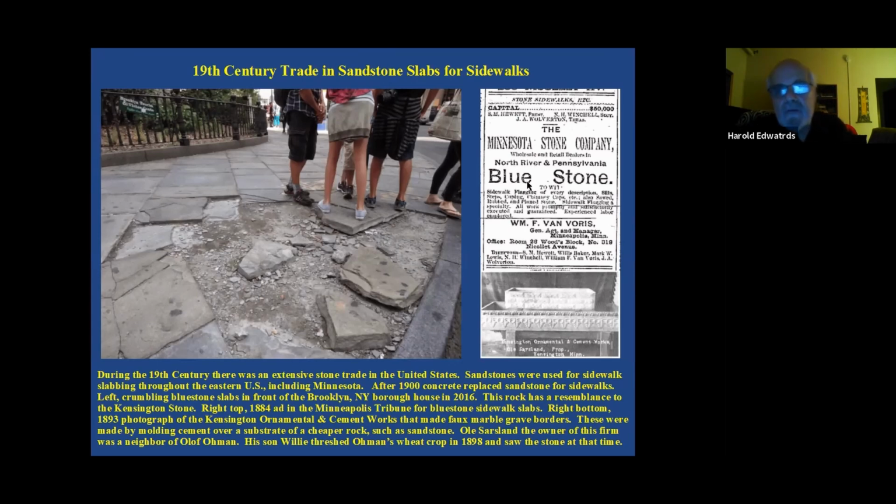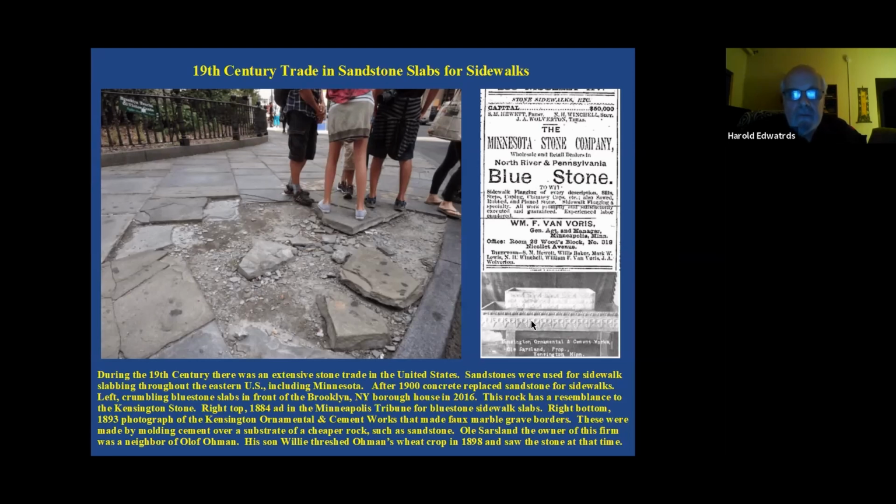This is an ad from the Minneapolis Tribune from 1884, and it's from the Minnesota Stone Company. They were importers of this bluestone sidewalk slabbing. This North River today is called the Hudson River. So these were New York and Pennsylvania bluestones.